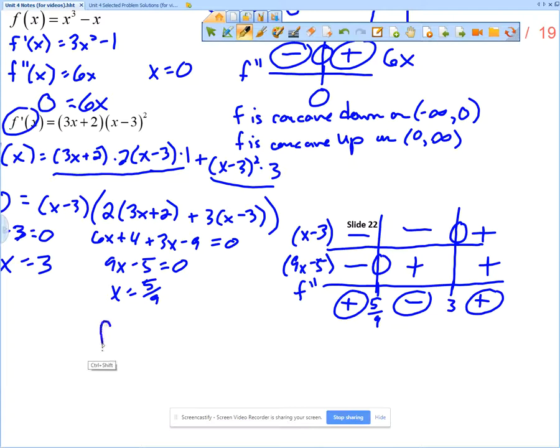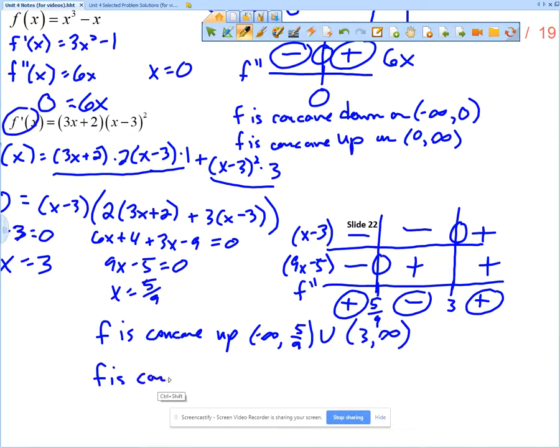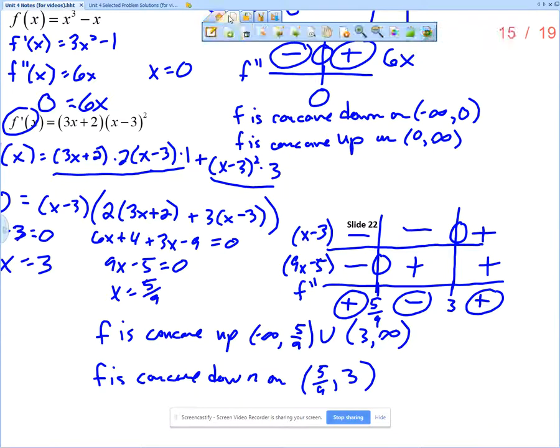So what can we say? F is concave up when this thing is positive. So that would be from negative infinity to 5/9 and from 3 to infinity. All right, and then we can say f is concave down on the interval 5/9 to 3. So that is finding when f is concave up and concave down.